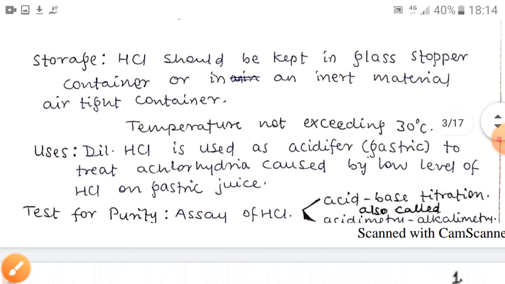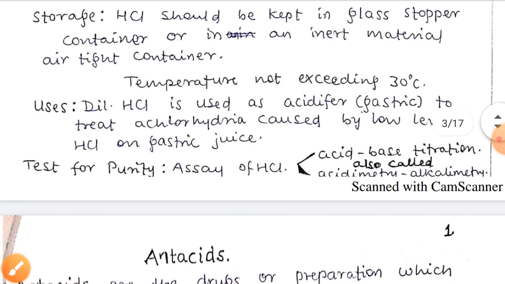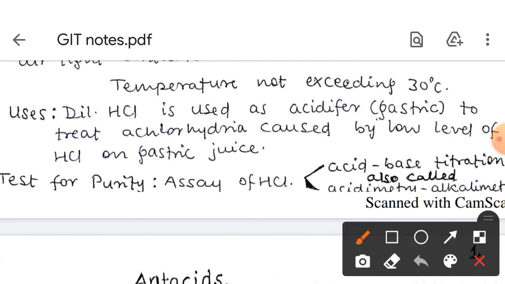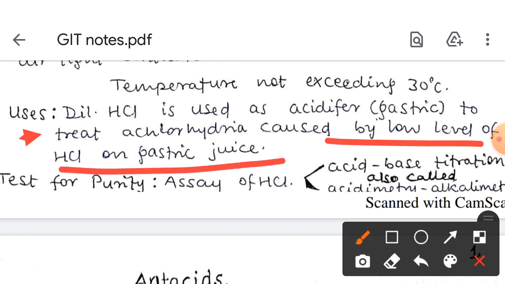Now we have to discuss the uses. Dilute hydrochloric acid is used as an acidifier, because we had studied this hydrochloric acid as an acidifier. We also studied this hydrochloric acid in acid, base and buffer in a previous topic. So here it is written that it is used to treat achlorhydria caused by the low level of hydrochloric acid. So this is also an important point from the exam point of view, because it is used for the treatment of achlorhydria, which is caused by the low level of hydrochloric acid, as I told you in the starting.